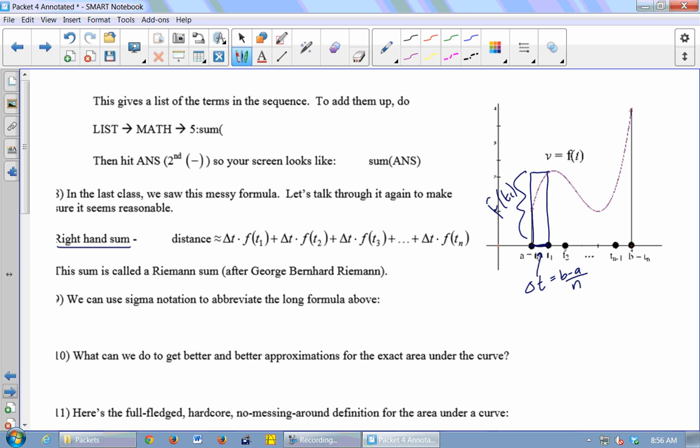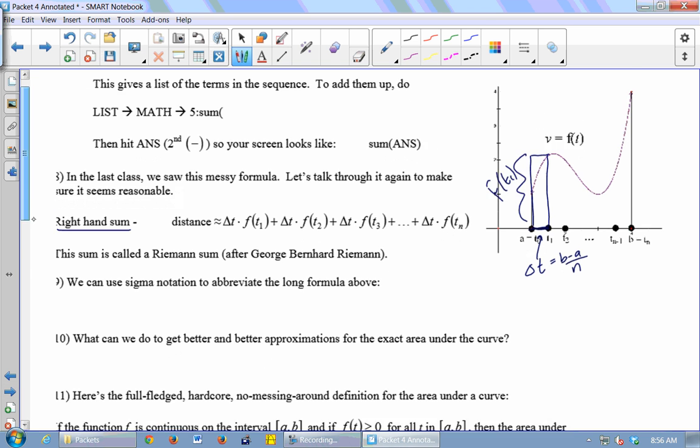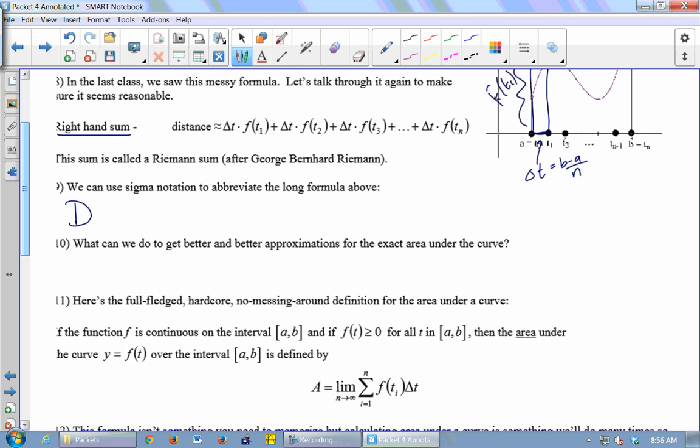So this is called a Riemann sum. When you do this right-hand, left-hand endpoint thing, it's called a Riemann sum. And we can use sigma notation to abbreviate it. So we would say distance is approximately equal to the sum from k equals 1 to n. So I'm using 1 and n as my limits here. And these terms all look like delta t times f of t sub k.